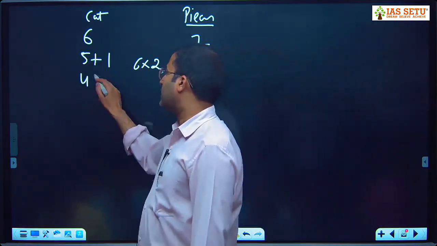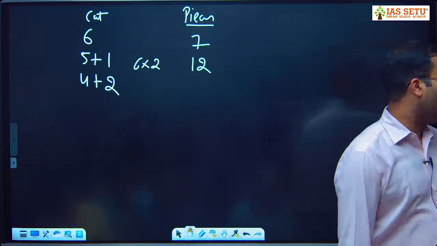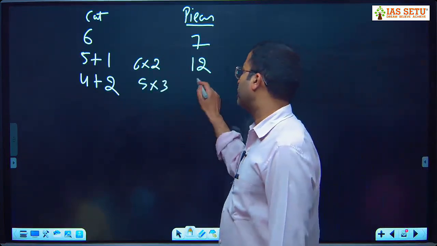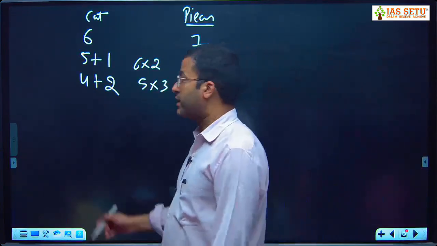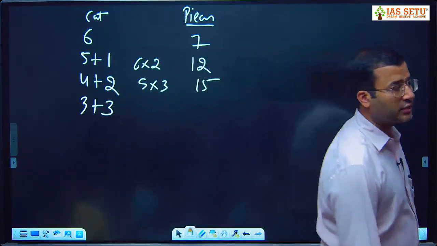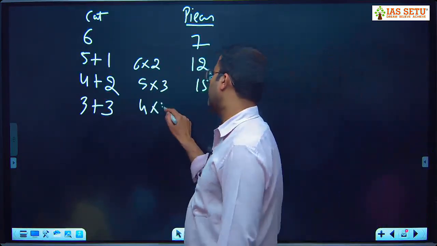If I make cuts like 4 plus 2, 4 on one axis, 2 on the second axis, how many pieces will be there? 5 into 3, 15. Next, 3 plus 3 cuts. 3 cuts on X, 3 cuts on Y. How many pieces will be there? 16. 4 into 4, 16.